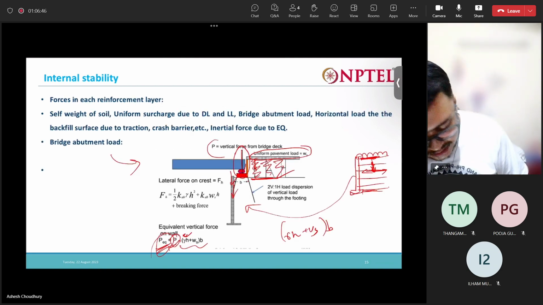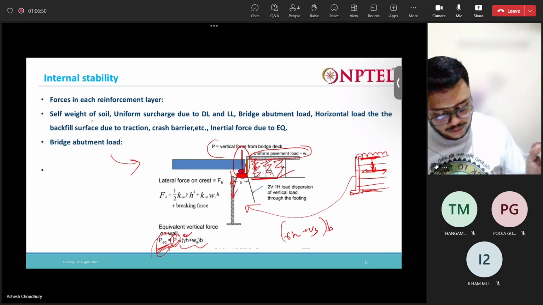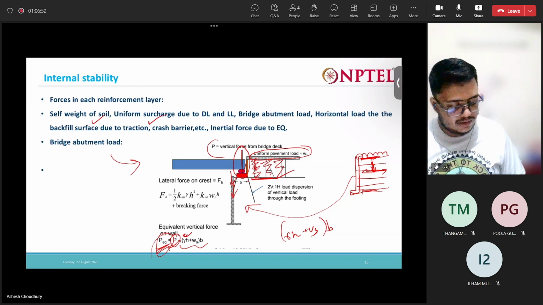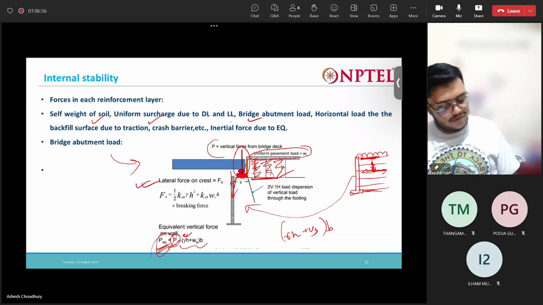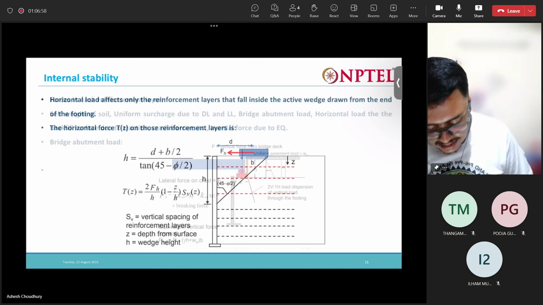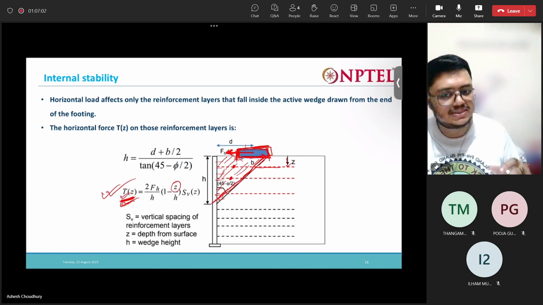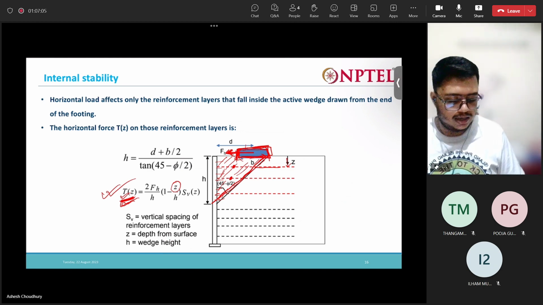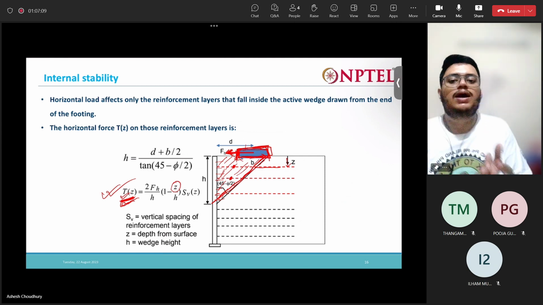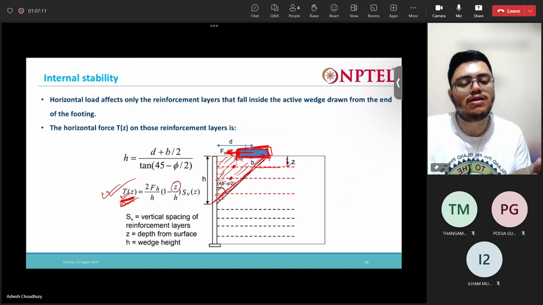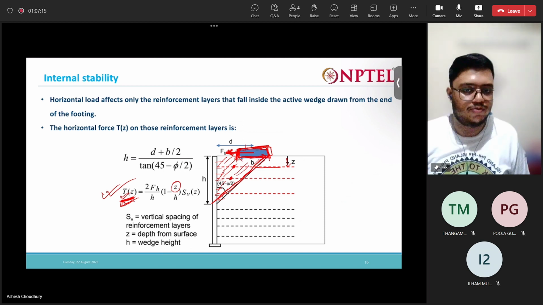So the basic loads, the soil weight, we can easily calculate. The uniform surcharge contribution we can easily calculate. The bridge abutment load, how to calculate that is given here. Then say you have this Fh acting on a foundation, how to calculate in that scenario, we just saw here. So we are just seeing different cases from where we can calculate the load that is coming on each reinforcement.